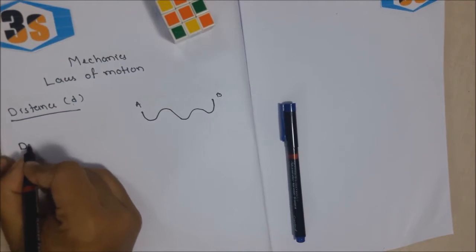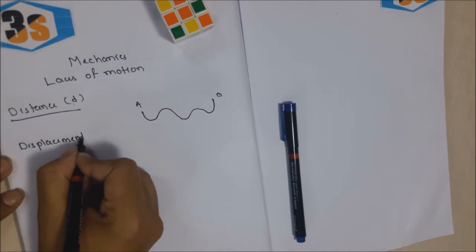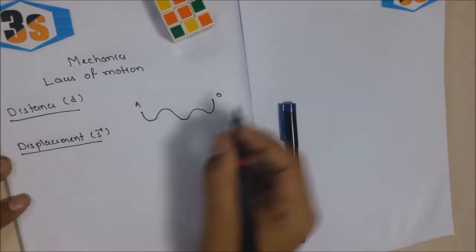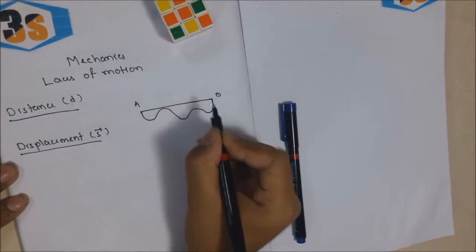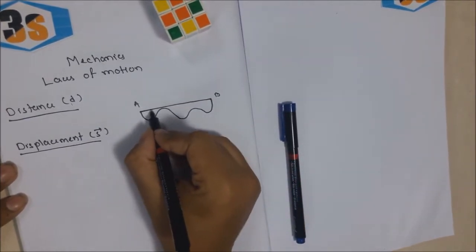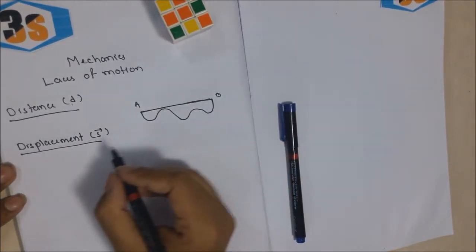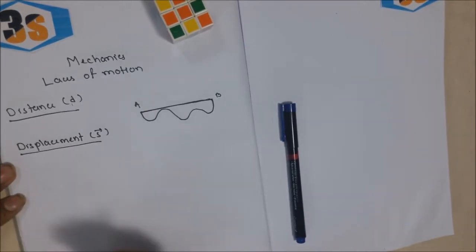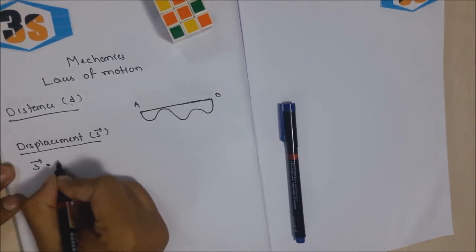The next thing is displacement. It is denoted by S. It is a vector quantity. In the same figure, let us draw a line from A to B. In this picture, AB is the shortest distance between A and B. The displacement is the shortest distance between two given points. So in this case, the displacement S is AB.